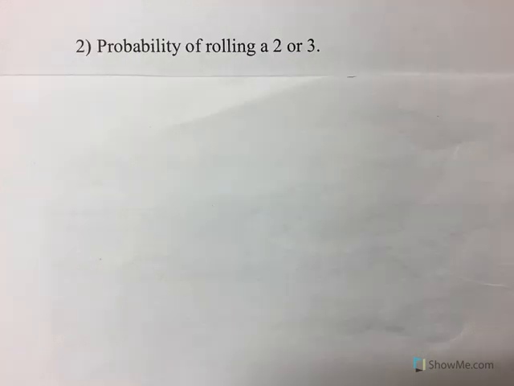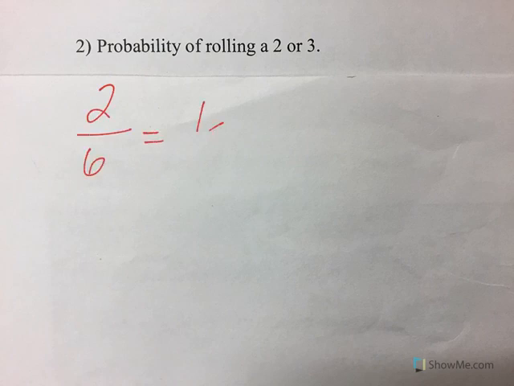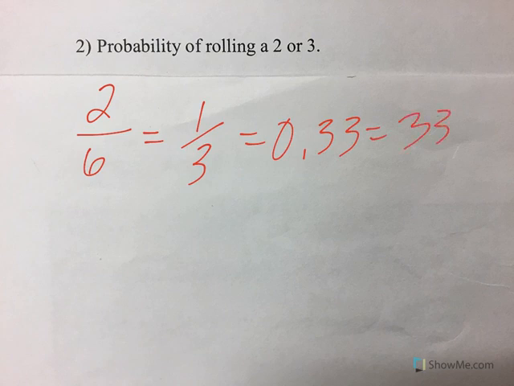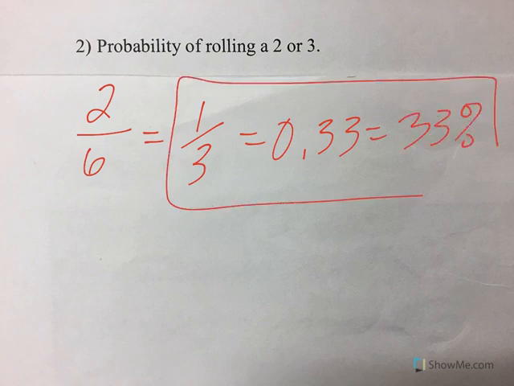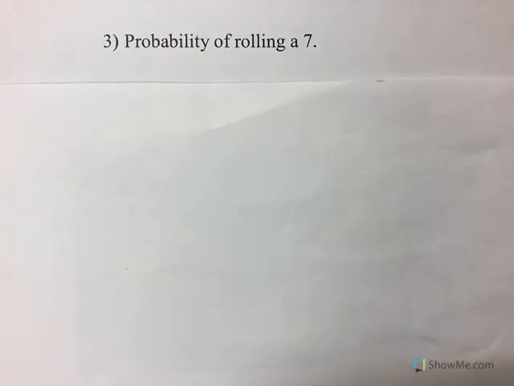What about the probability of rolling a 2 or a 3? Well, there are 2 options out of 6, or 1/3, 0.33, or 33%, again depending on how you want to write your answer.